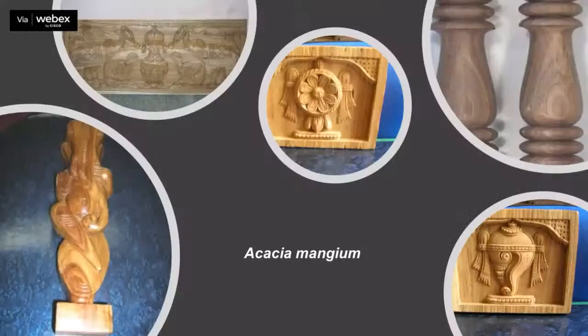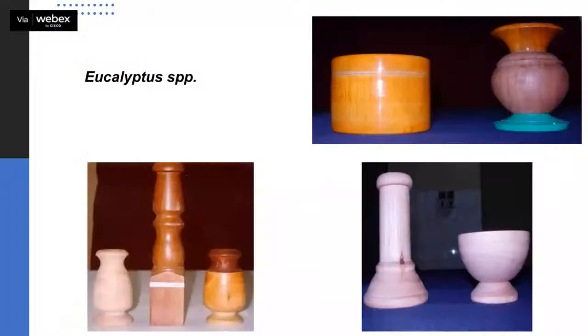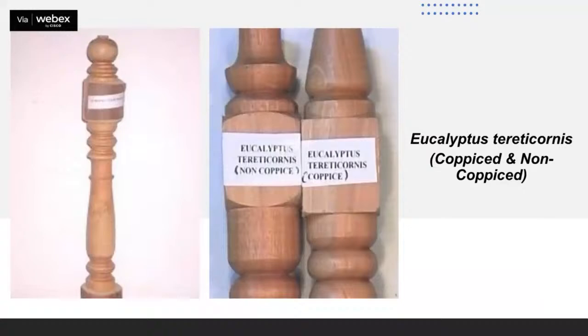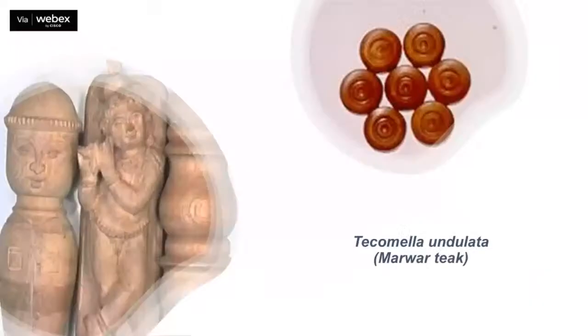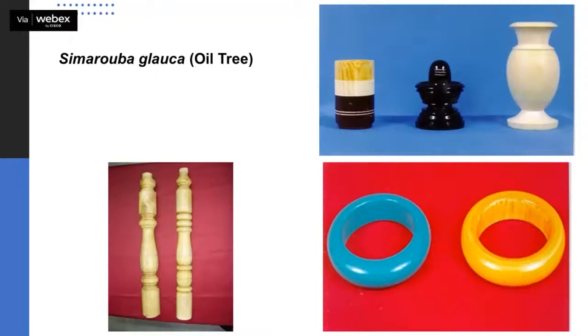So some of the products of Acacia mangium have been carved as well as turned. Some of the products from eucalyptus species, Eucalyptus tereticornis, are from coppice as well as non-coppice plantations. This Tecomella undulata, we call it the Marwar teak. Then Simarouba glauca is very light timber, but still reasonably good products can be prepared using Simarouba glauca.